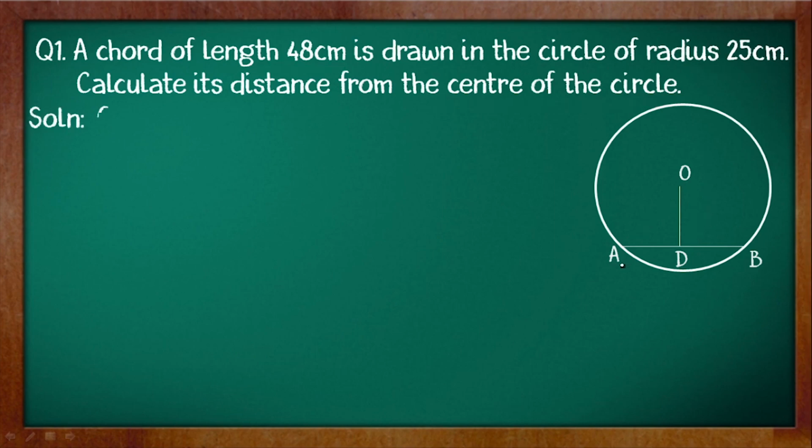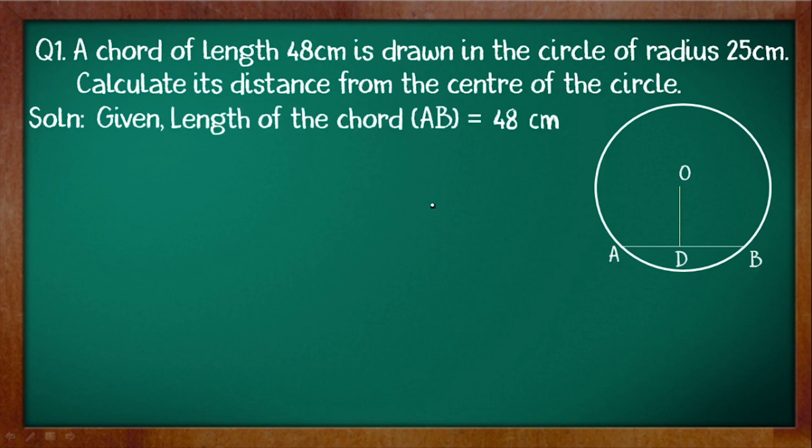So let's write the given part. Solution: the length of the chord AB is given as 48 centimeters. So this whole length from A to B is 48 centimeters. So what will be the length of A to D? It will be 24 centimeters, that is 48 divided by 2. So after cancellation you will get 24.